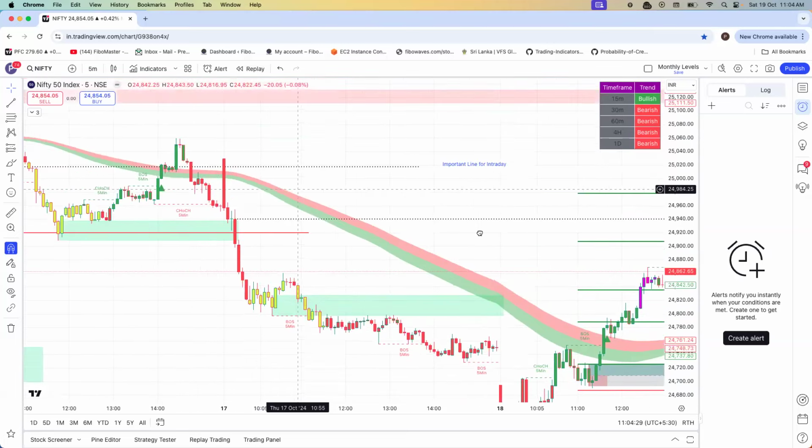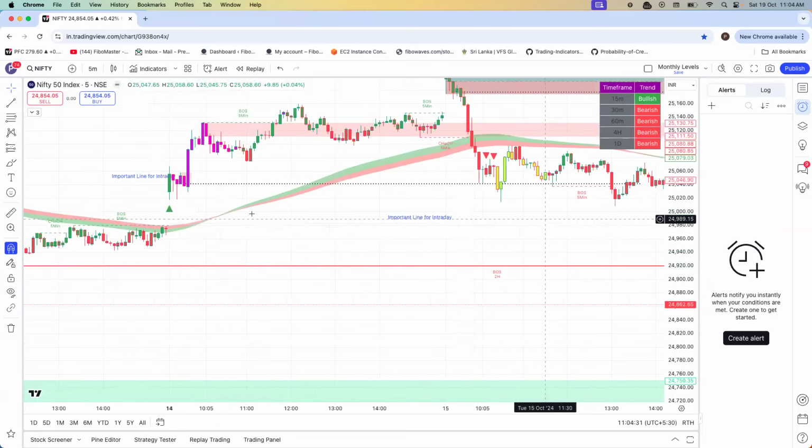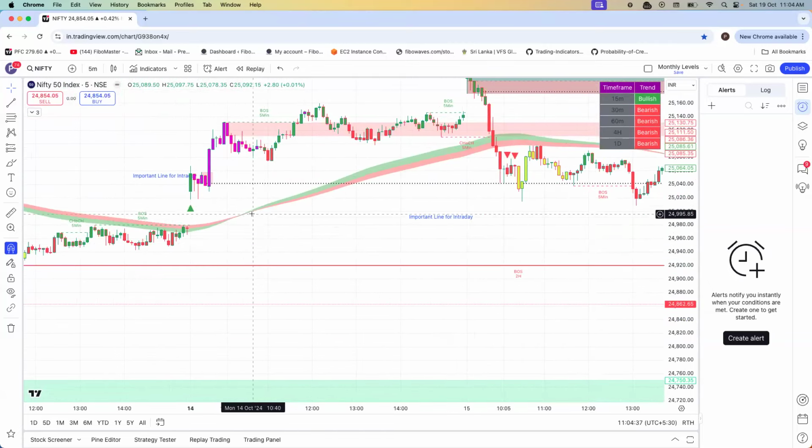When green is on the top and red is on the bottom, it means buyers are in the position and holding the trade. So you can go long on that particular trade when you see the cloud on the green side.